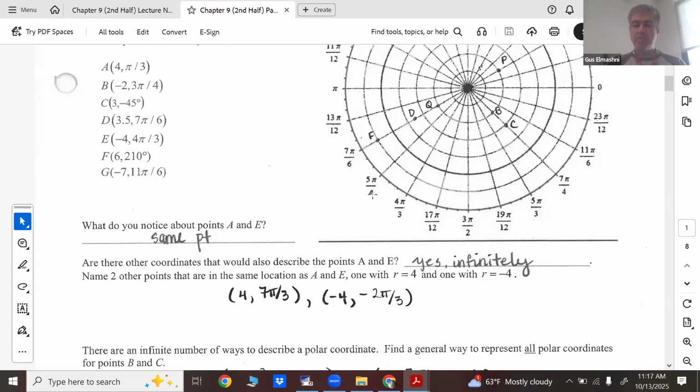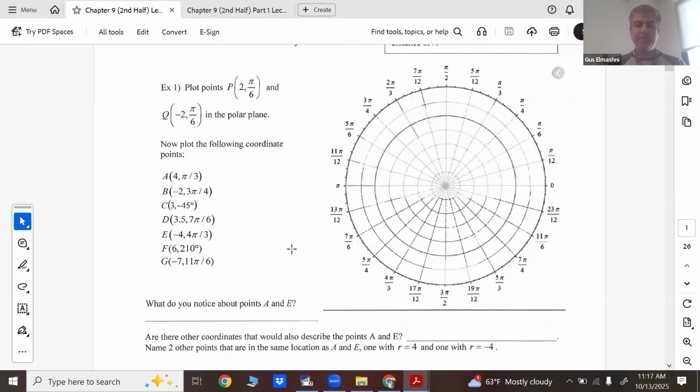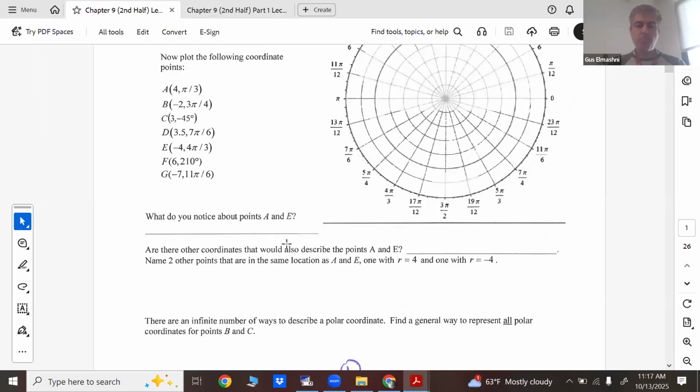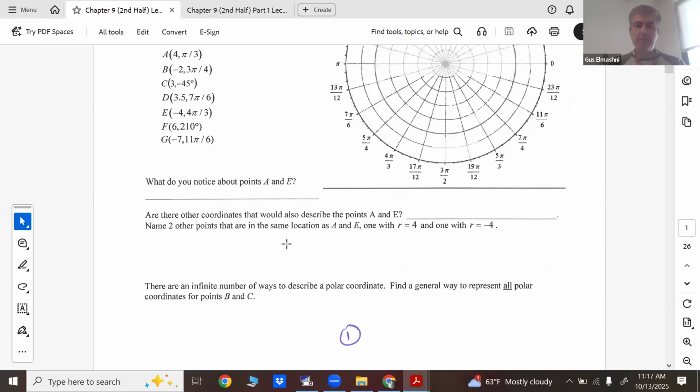Find all general ways to represent all polar coordinates for points B and C. So let's do that together. But again, what do you notice about points A and E? Same point. Are there other coordinates? Yes, they're infinitely many, as I just said.